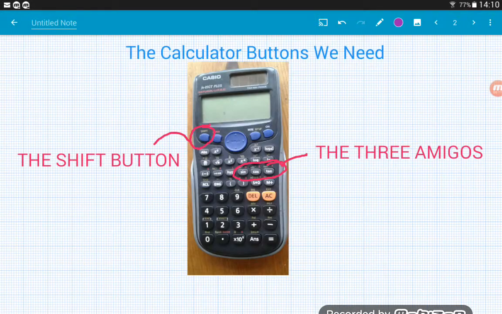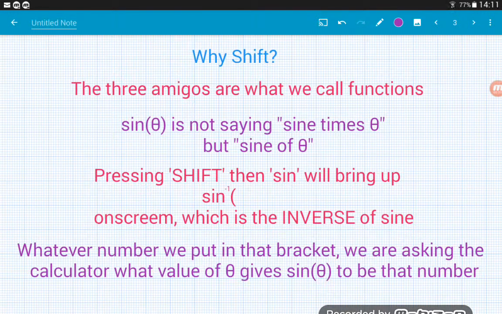So, the buttons we're going to need on our calculator, we're going to need the three amigos, the three trig buttons, sine, cos and tan, and we're also going to need the shift button, which you should probably find at the top left of your calculator. Now then, the three amigos, the three trigonometry functions are indeed what we call functions.